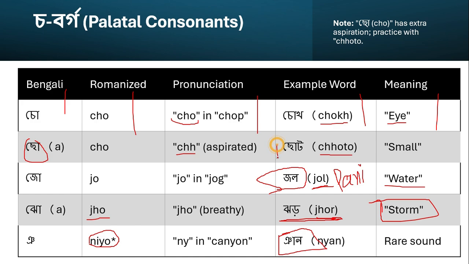It is choto. Yes. So I make a sentence with this one. I have a small sister. আমার একজন ছোট বোন আছে. I have small sister. আমার ছোট বোন আছে. I means আমার, have means আছে. I have a small sister.